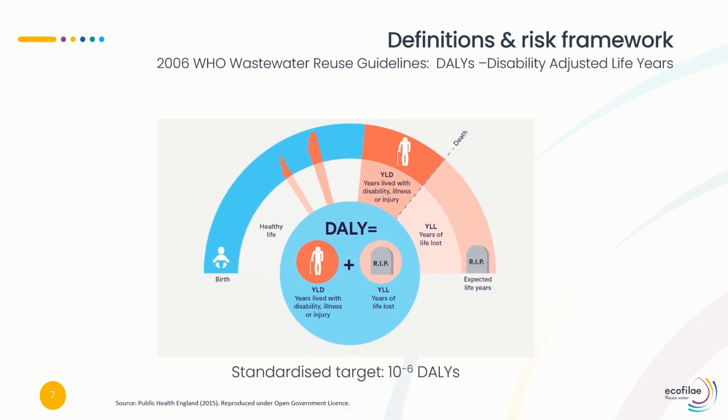The standardized target is 10 to the minus 6 DALYs, or 1 disability-adjusted life year lost per 1 million life years. When risk is expressed in DALYs, we can compare different health events, for example, diarrhea, typhoid, and E. coli, and assign priorities to risk management decisions.